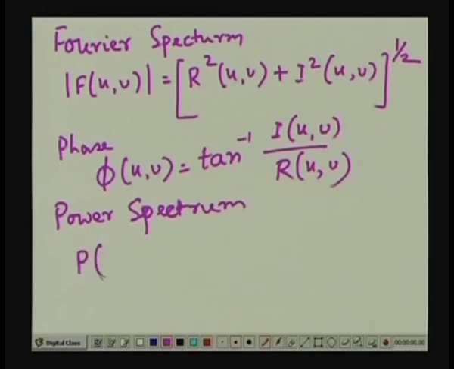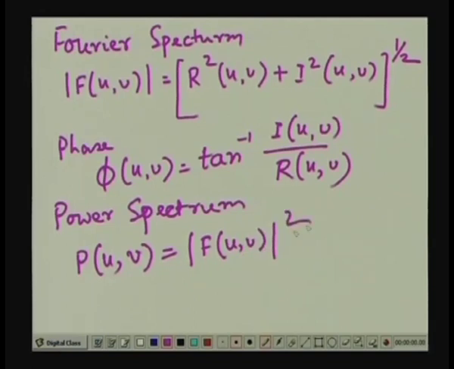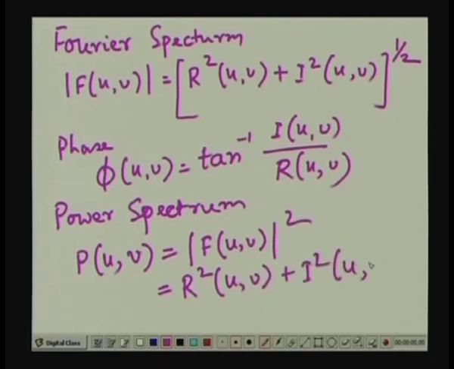And the power spectrum P(u,v) is given by a similar expression, which is nothing but |F(u,v)| modulus square, which is nothing but R square(u,v) plus I square(u,v), where R is the real part of the Fourier coefficient and I(u,v) is the imaginary part of the Fourier coefficient.